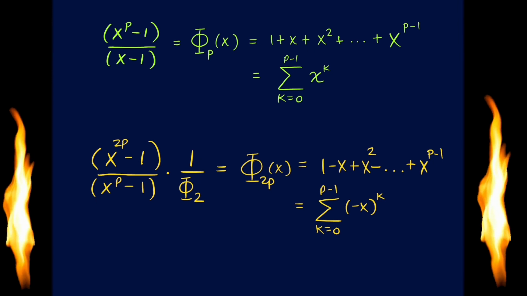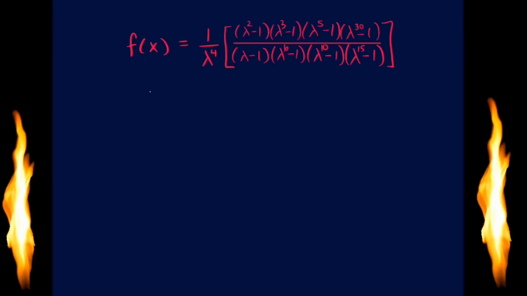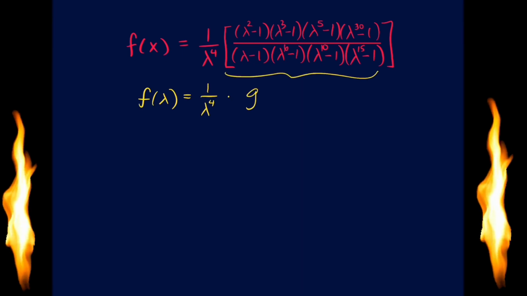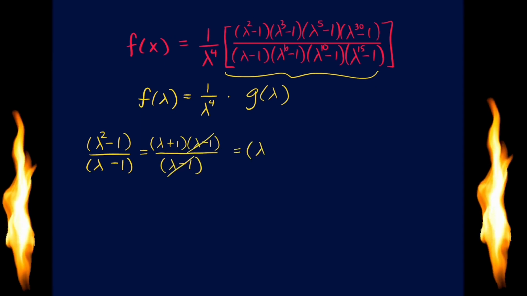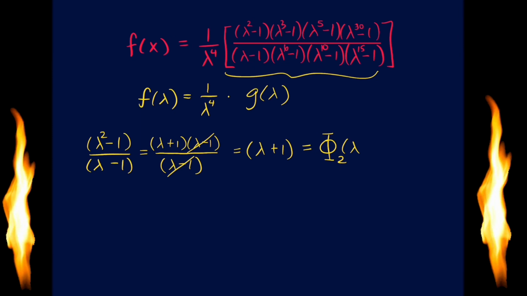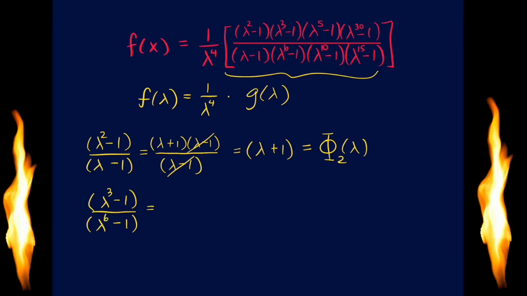Perhaps in another video I'll do a more full explanation on cyclotomic polynomials. But it'll all come together now here. So we have a function here of lambda, and the inner function there we'll call g of lambda. Now it's a pretty complicated function, so we're going to try and simplify it down using these cyclotomic polynomials. So the first ratio there, lambda squared minus 1 over lambda minus 1, is really just lambda plus 1, which is our second cyclotomic polynomial.